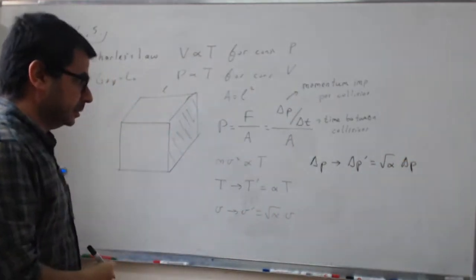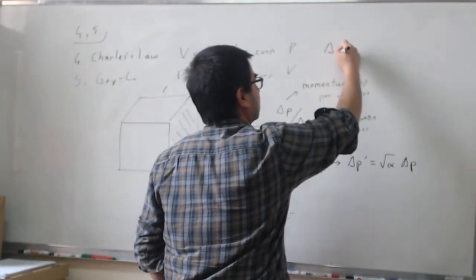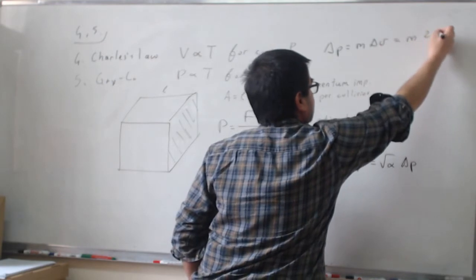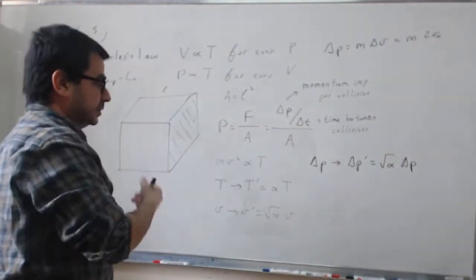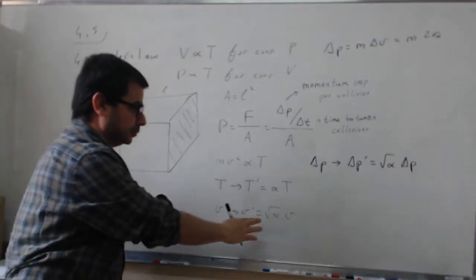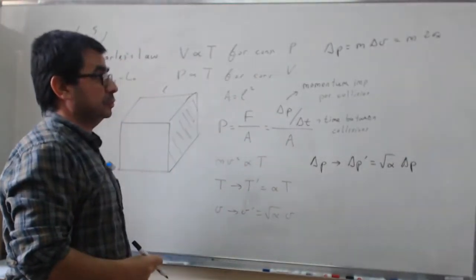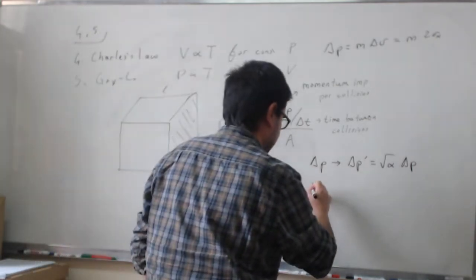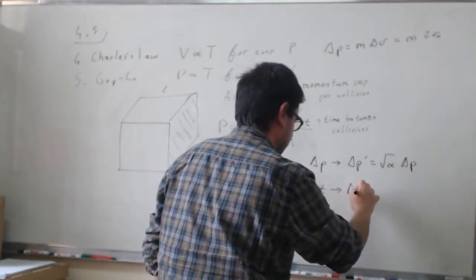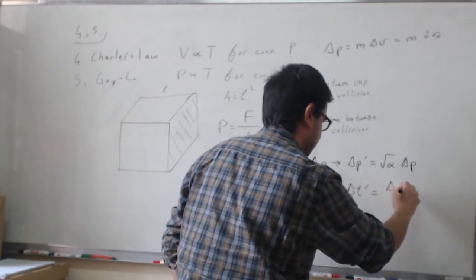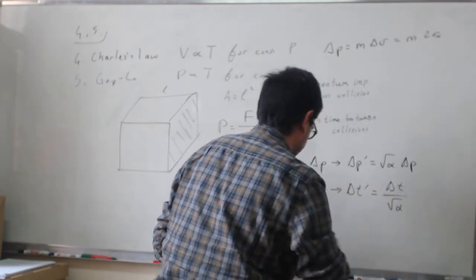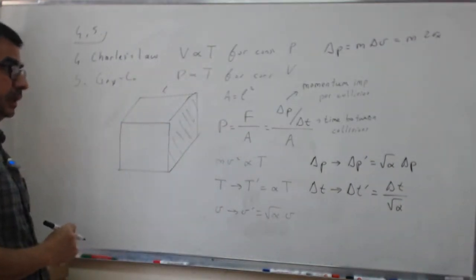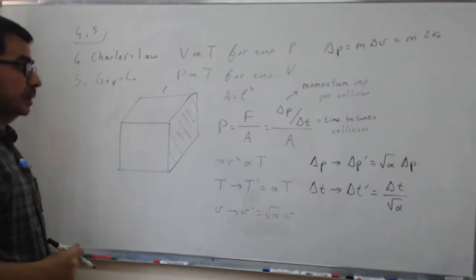Because we are increasing, remember what delta P is. Delta P is just m times delta V, and this is in fact m times 2Vx, something like that. So if I change my velocity by a factor of square root of alpha, my change in momentum should also change by the same factor. And this delta T is also going to change. That delta T is going to go to some delta T prime, and that's going to be delta T divided by square root of alpha. If I increase my velocity by this factor, then it takes a shorter amount of time to come back and hit the wall again. So the time between the collisions will decrease by the same factor.